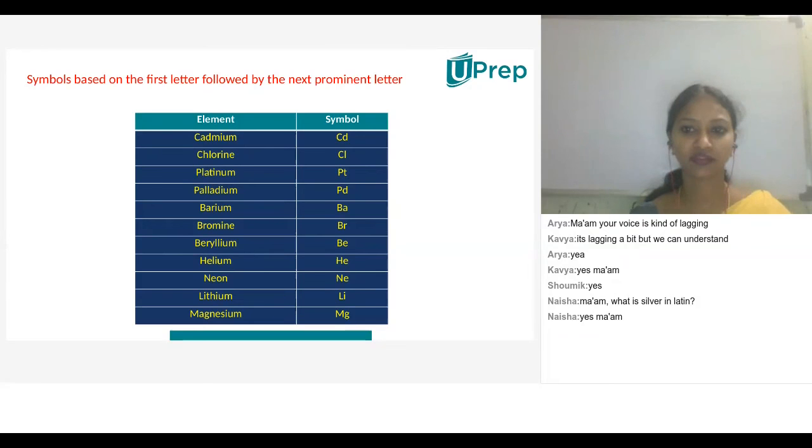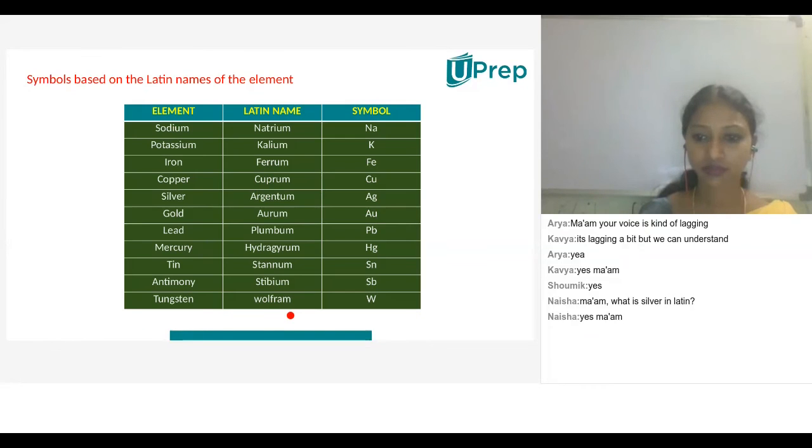Symbols based upon the first letter, next prominent letters. What do you mean by next prominent letters? If the symbols are common with the first letter, then he considered the second letter. So these are the elements. He has given prominence to the next letter of the element. This also we have discussed. Yes, Naisha, you get your answer.